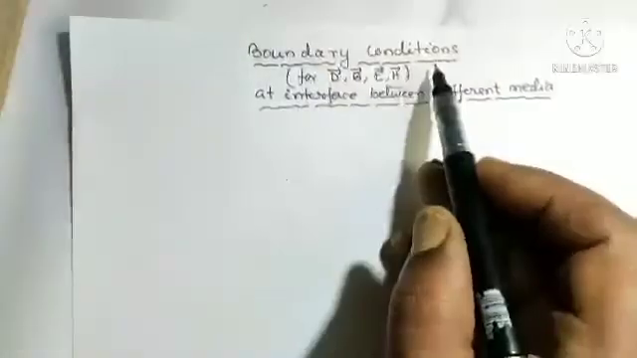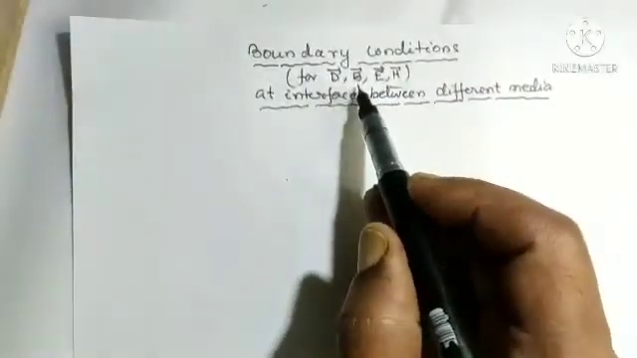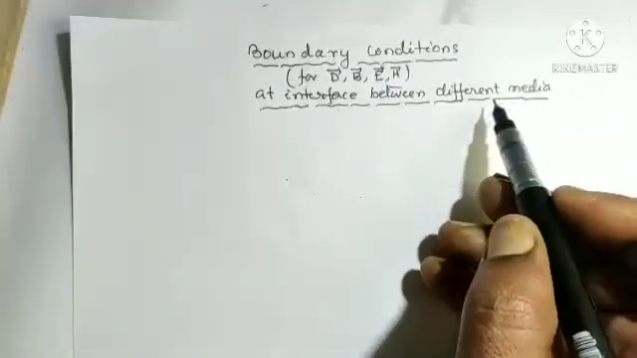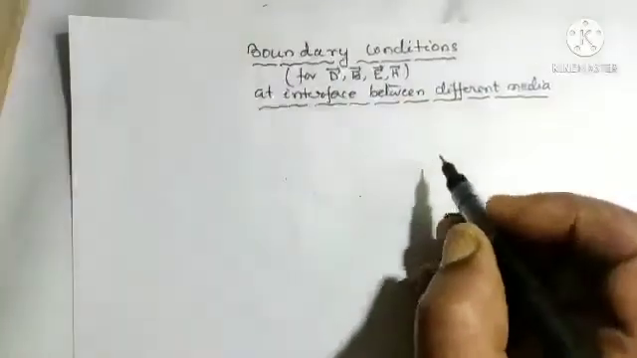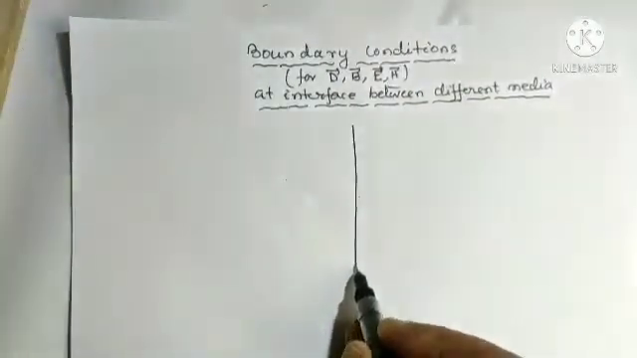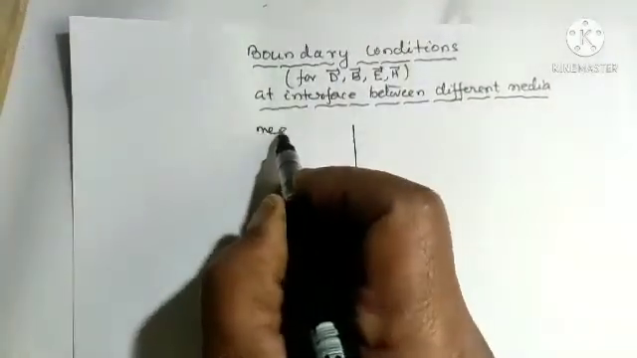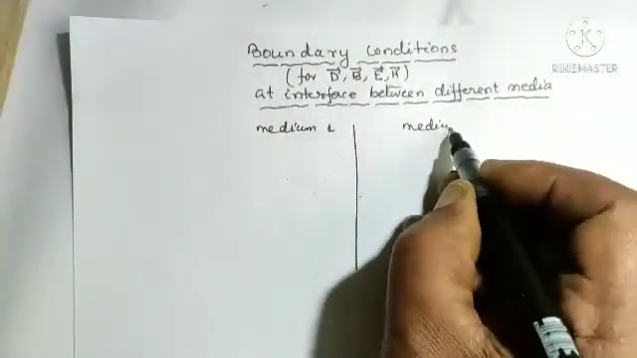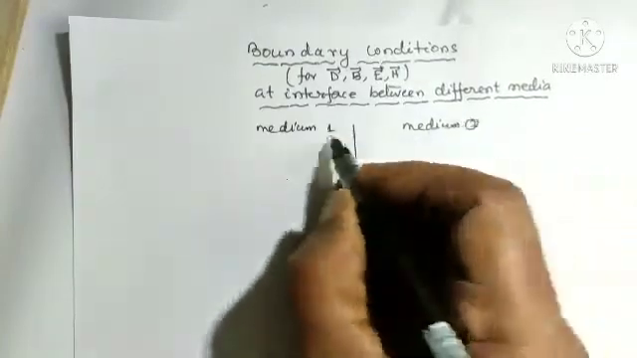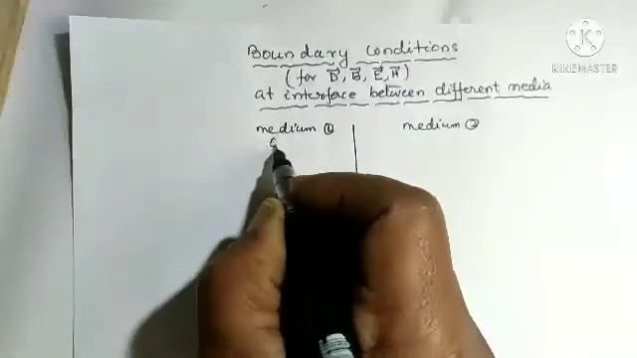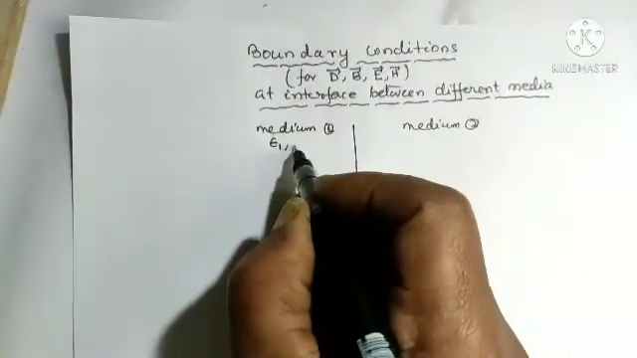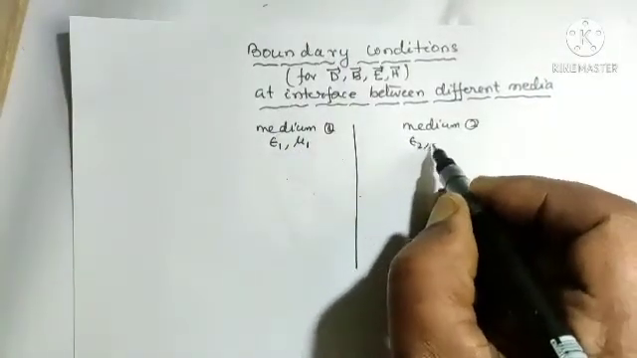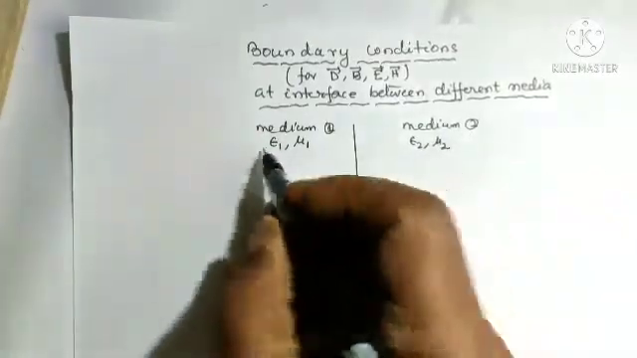Hello, today's topic is the boundary conditions for the D vector, B vector, E vector and H vector at the interface between different media. Consider two media. This is medium 1 and the right side is medium 2. Its permittivity is epsilon 1, permeability is mu 1, and epsilon 2 and mu 2 are those of medium 2.